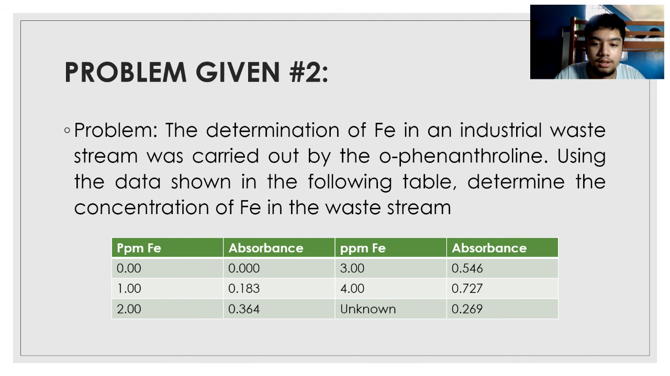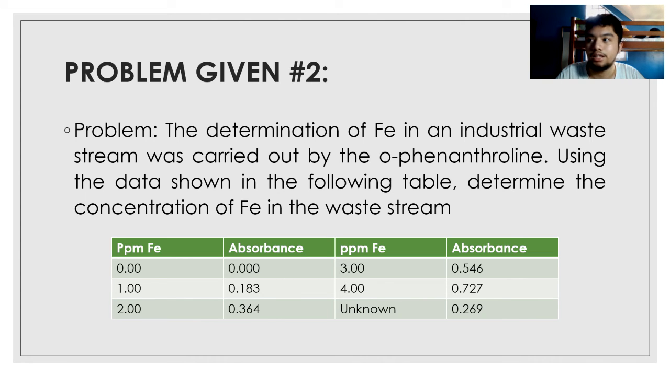So this is the time that we will be using the linear regression formulas. Why do I say this? We can tell from the table that there are only two variables, which are the concentration of the iron represented by ppm and the absorbance. From the two variables, we can label them as x and y.